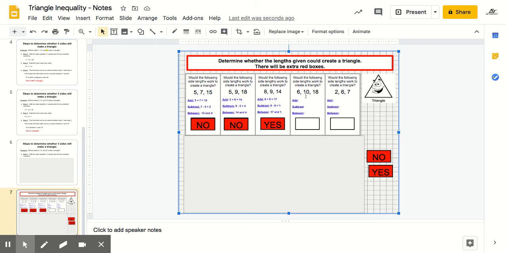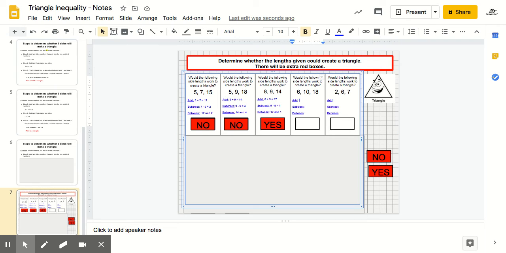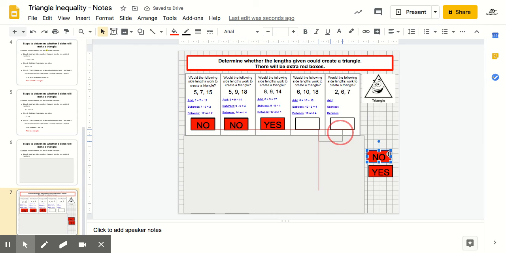Okay, next one. Do the sides 6, 10, and 18 make up a triangle? Well, let's first add two sides together. 6 plus 10 is 16. Then I'm going to subtract those same sides. 10 minus 6 is 4. What are the two numbers that the third side length has to fall in between? Between 16 and 4. Does 18 fall in between 16 and 4? No, it does not. So this is not a triangle.